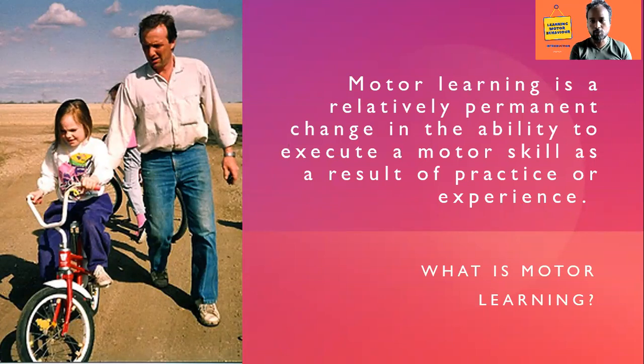Another key word included in the definition is that it comes as a result of practice or experience. These words are specifically put so that motor learning can be distinguished from other sub-disciplines of motor behavior, such as motor development, or other aspects, such as motor performance. So to emphasize again, it has to be a relatively permanent change, it has to result from practice or experience, and it concerns the ability to execute a motor skill. I think now you know what a motor skill is, right? So this is motor learning.